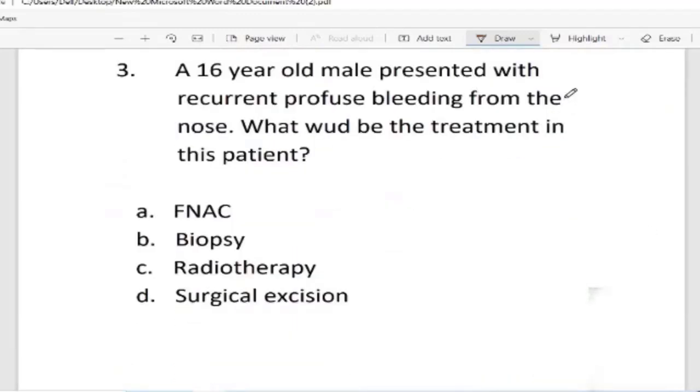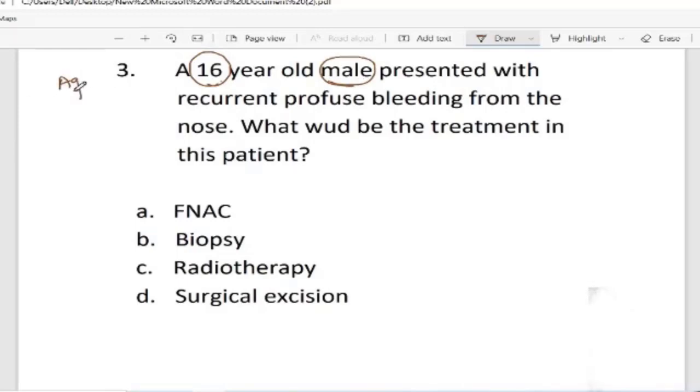Third question. A 16-year-old male presented with recurrent profuse bleeding from the nose. What would be the treatment in this patient? Options given are FNAC, biopsy, radiotherapy, and surgical excision. Now read out the question again. Whenever a long question is framed, 2-3 points you always keep in mind. First is the age. Age is very important in deciding the diagnosis, in deciding the correct answer. So the patient is a 16-year-old male child.